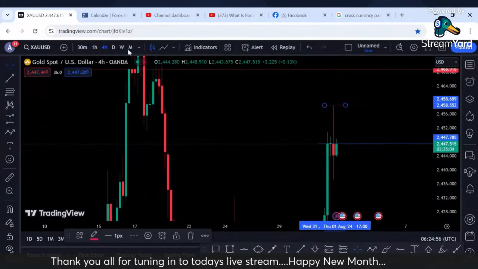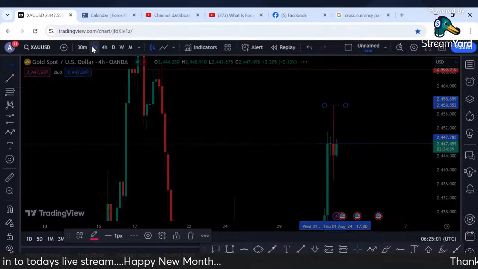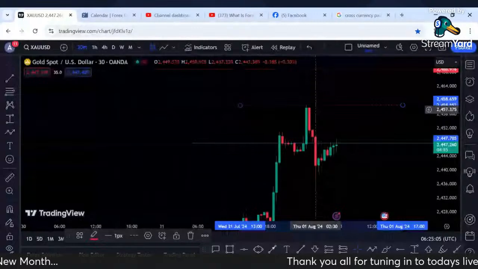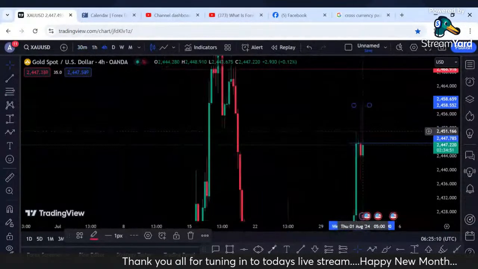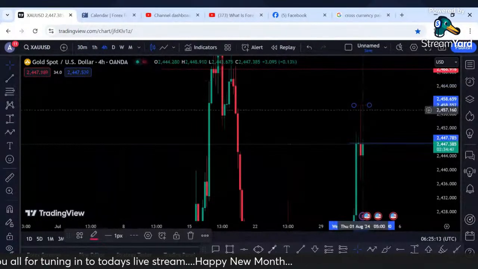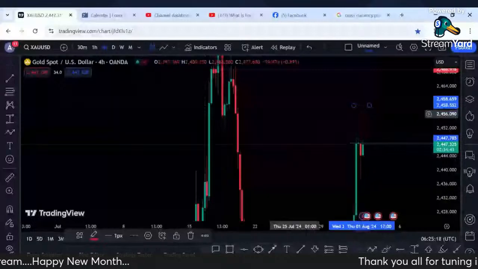So this wick fill, when you move to a time frame lower than the H4, you are going to see what? A candle. So you see the candle. When you move to 30 minutes, it's going to be a candle. So wicks are prices. This wick fill, when you move to your lower time frame, is going to be a candle.